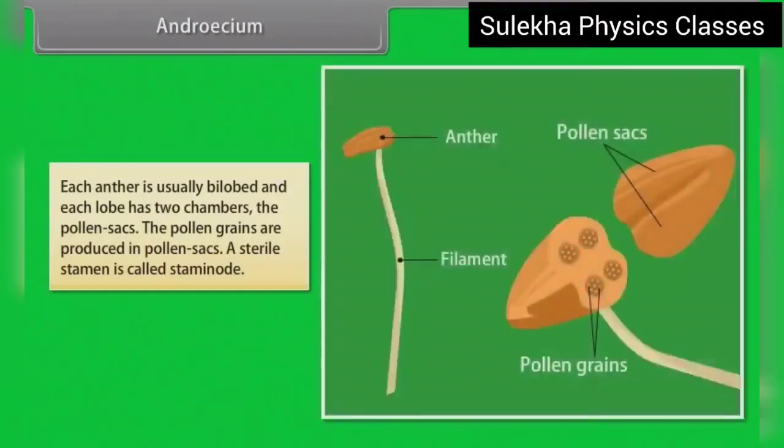Each anther is usually bilobed, and each lobe has 2 chambers, the pollen sacs. The pollen grains are produced in pollen sacs. A sterile stamen is called a staminode.